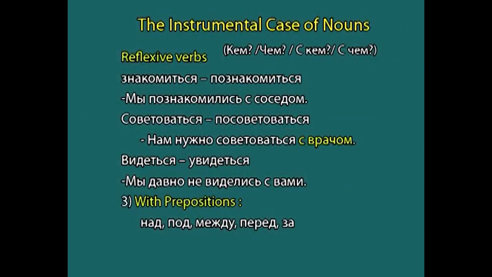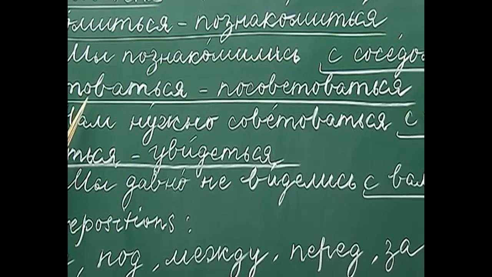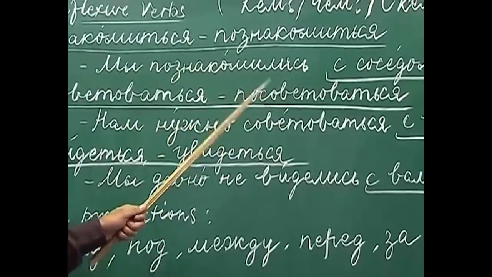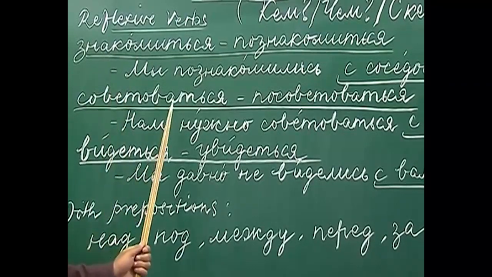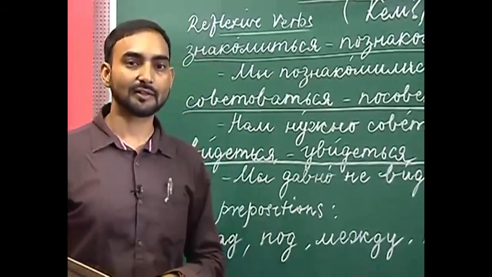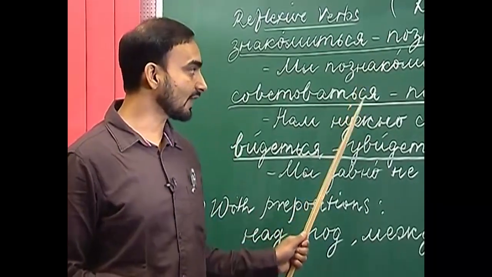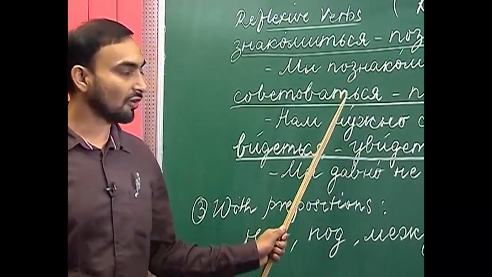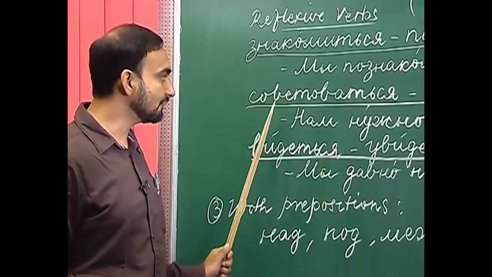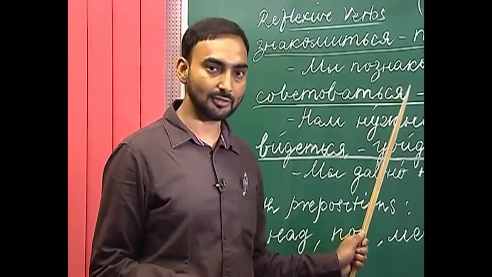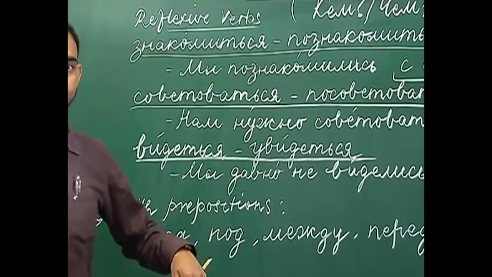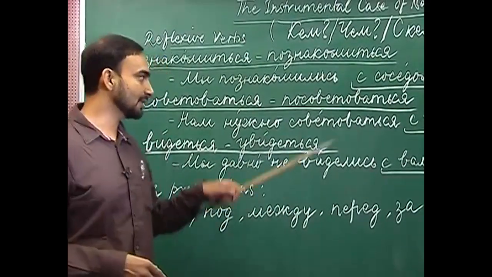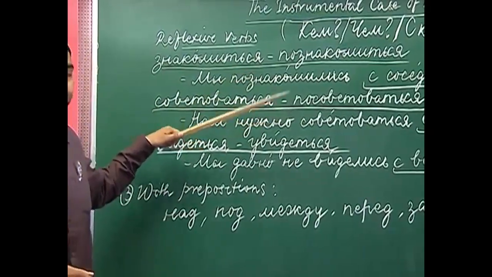The next set of verbs is советоваться and посоветоваться. Советоваться is to take advice, посоветоваться is the perfective aspect and советоваться is imperfective aspect. If you remember, while discussing the dative case, we discussed this verb also, but the non-reflexive counterpart of this verb. So, if you use советовать, which is the non-reflexive verb, we answer the question кому, and кому requires the noun in the dative case, but here we are using the reflexive verb.